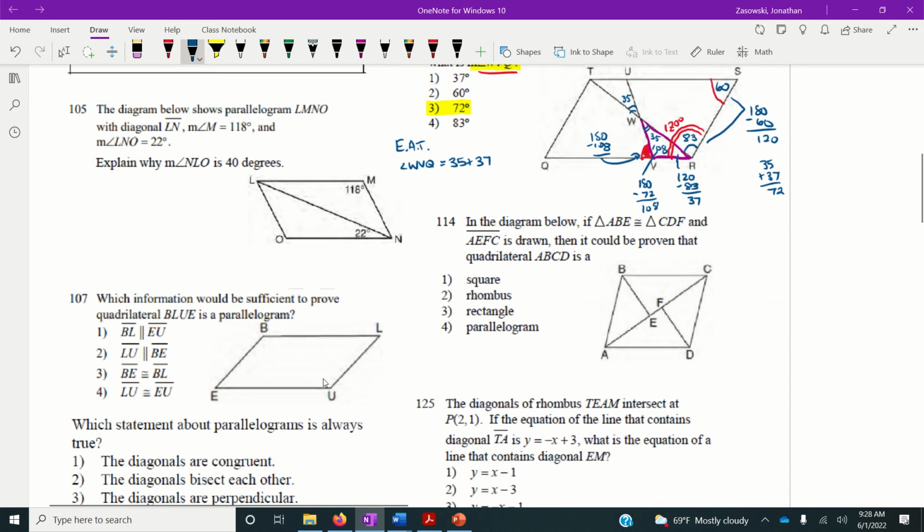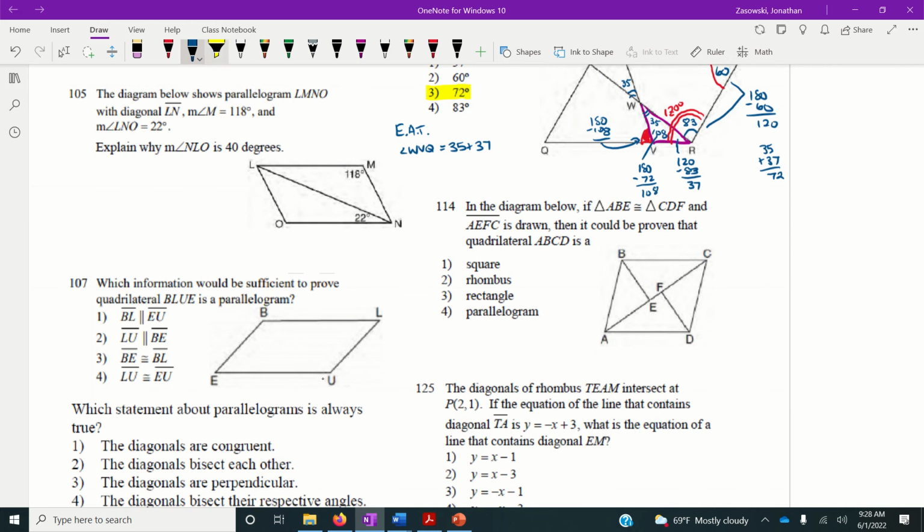All right, number 105 right next door. We have ourselves a parallelogram. We know that the diagonal is drawn. We know M is 118. Angle LNO is 22. And we want to show why angle NLO, which is right here, why is this 40 degrees?